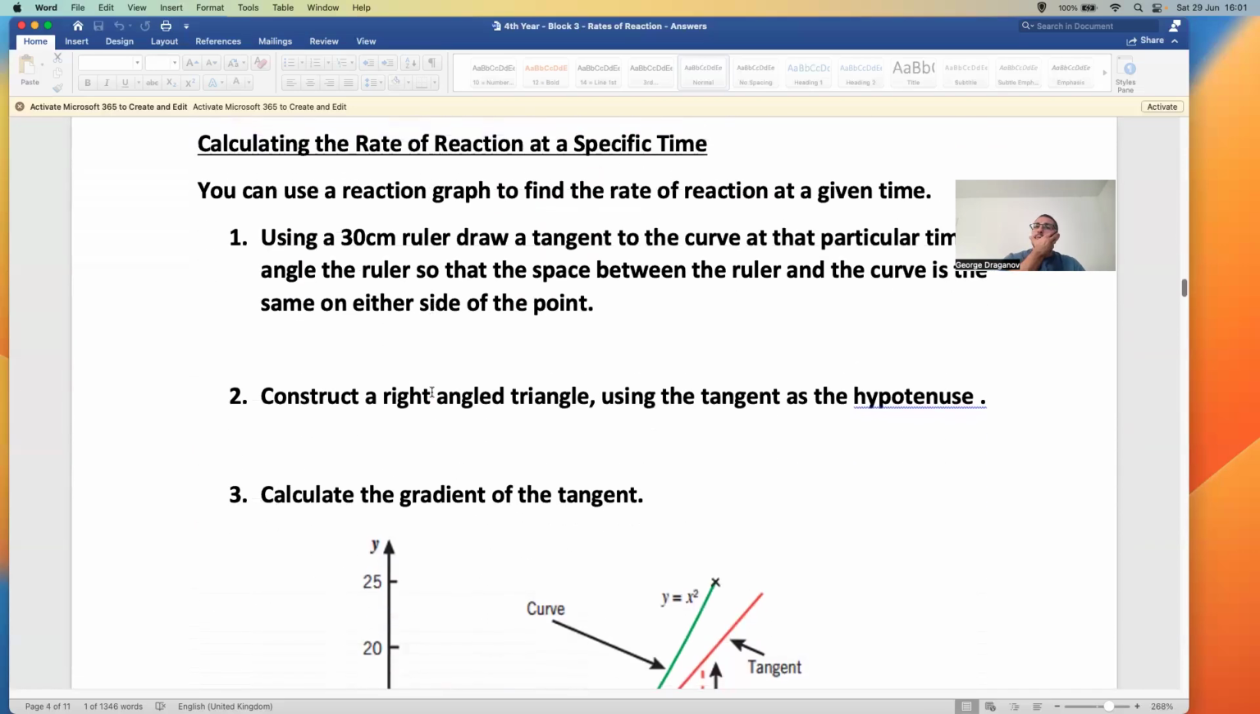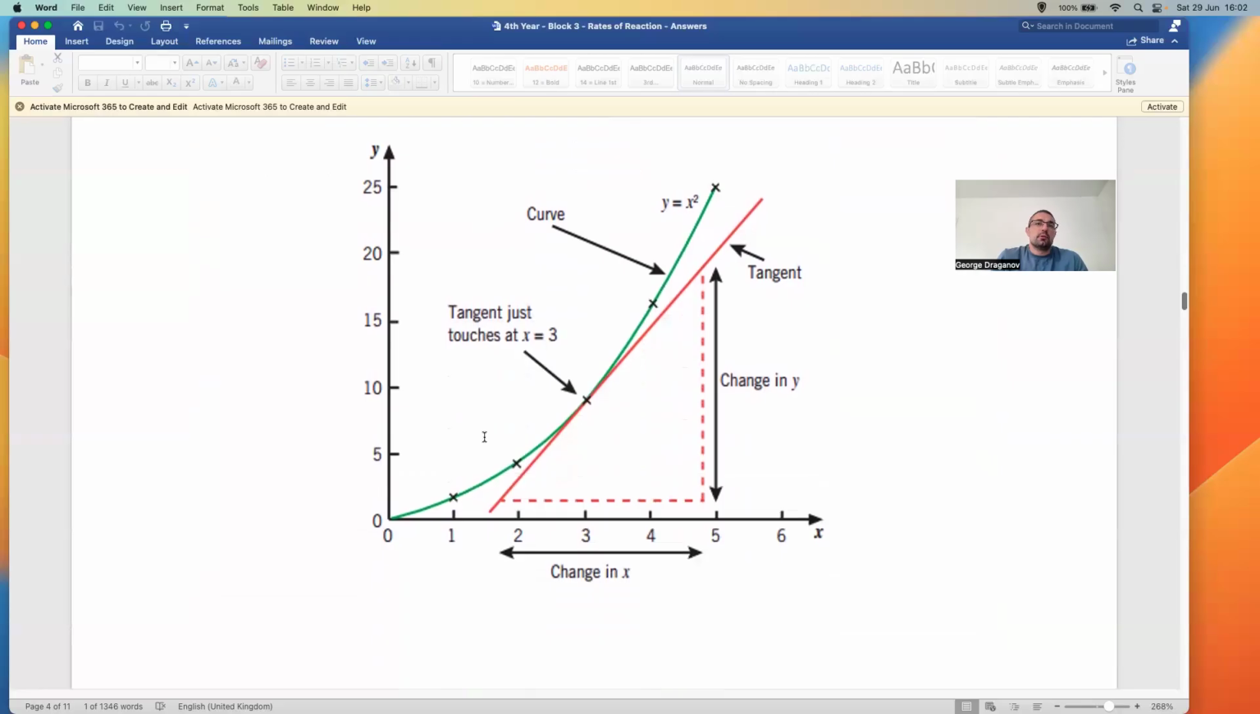Next, how to calculate the rate at a specific time. To calculate it at a specific time after you've plotted the graph, this is essentially finding the gradient. Now, you can't find the gradient of a curve. So what you do is you draw a tangent.